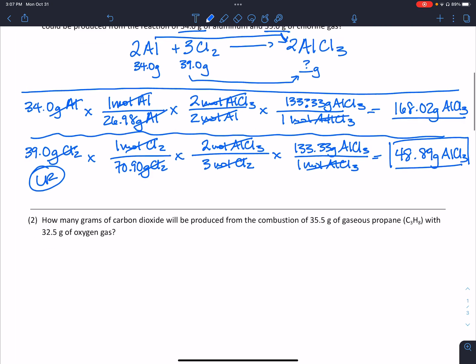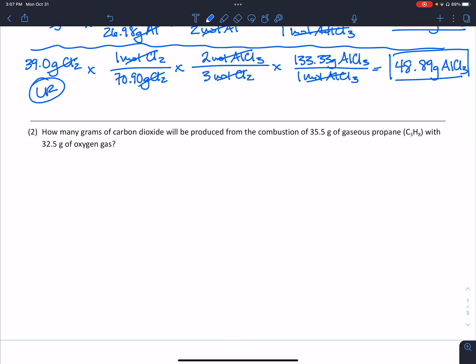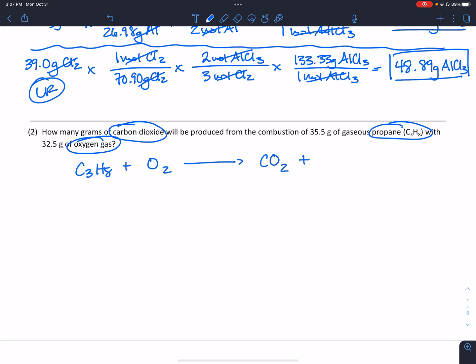All right, let's try one more. So we're going to slide down here. This says how many grams of CO2 will be produced from the combustion of 35.5 grams of gaseous propane with 32.5 grams of oxygen gas. So our reactants are propane, C3H8, plus O2. One of the products of a combustion reaction is going to be CO2. Now, we would give you this information because we haven't covered predicting yet. The other product here is going to be H2O. That's where the hydrogen goes.